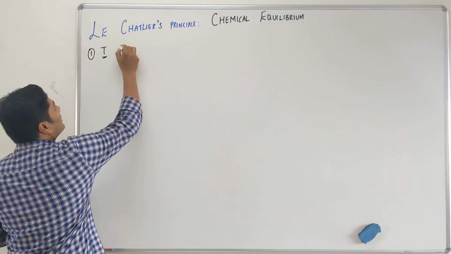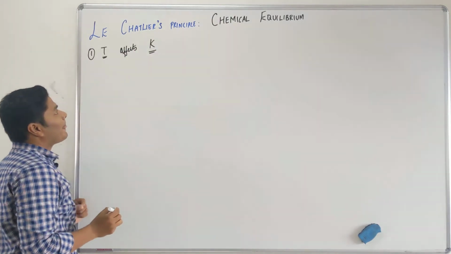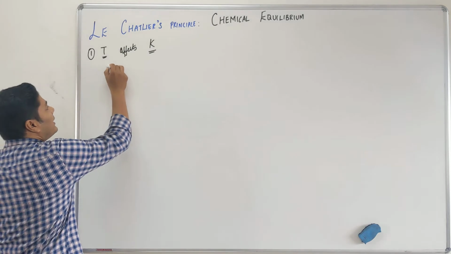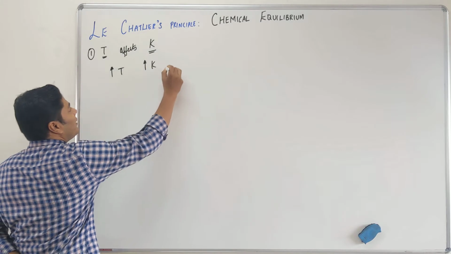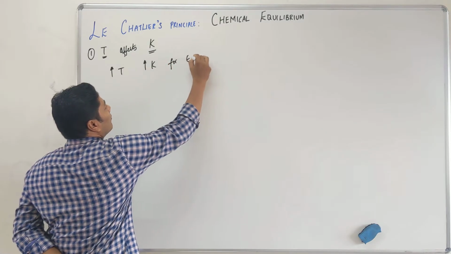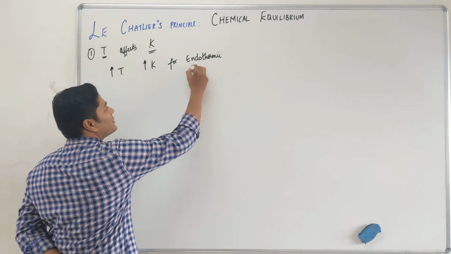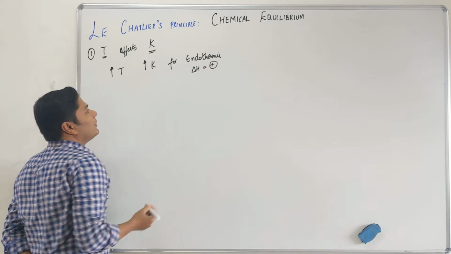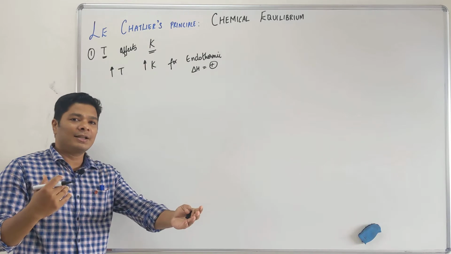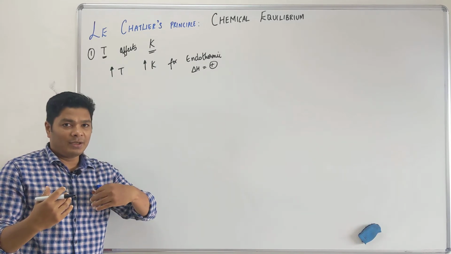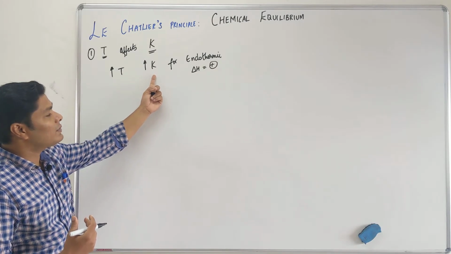So this affects K. Okay. So how does it do? An increase in temperature increases K for endothermic reactions. Endothermic means delta H is positive. Okay, straightforward. I am in an endothermic reaction. I love heat. I want heat. You are increasing the temperature. I am going to take the temperature as heat and go to the right side. So an increase in temperature increases K and the reaction becomes product favored.